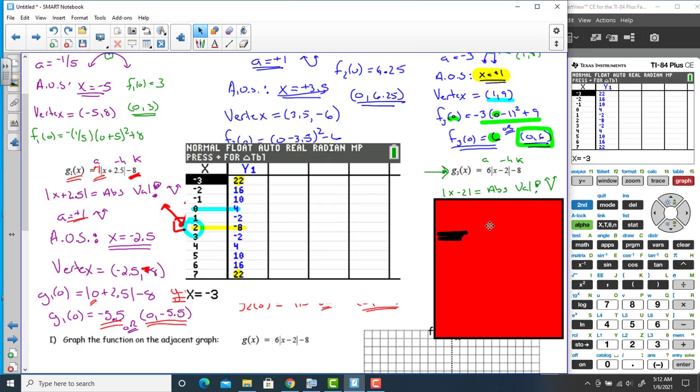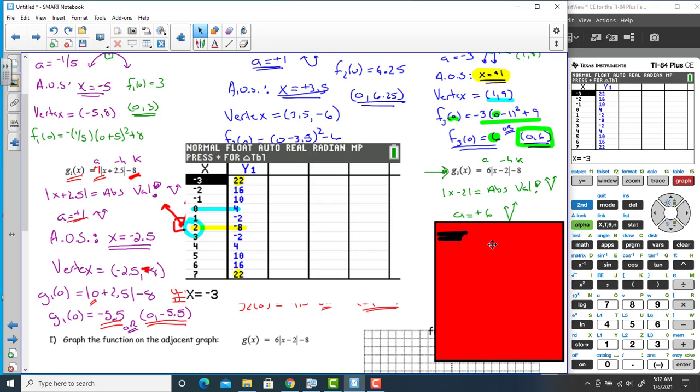Algebraically, the first thing you should have noticed was that there are straight bars in this expression, and therefore it's an absolute value graph, which is going to make a v. Beyond that, you should have noticed that a is positive 6, which means this relationship is going up 6 times faster and is going to appear pretty narrow.